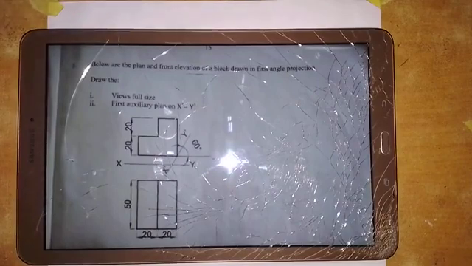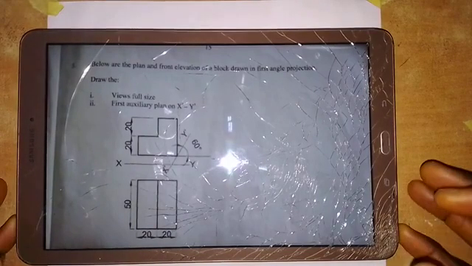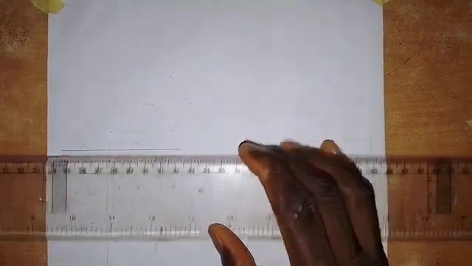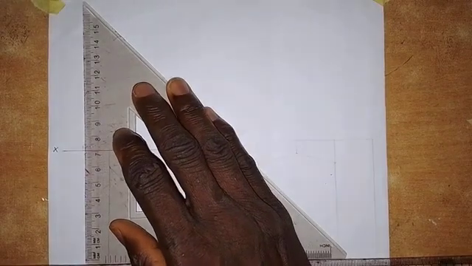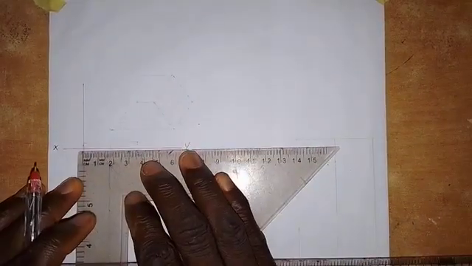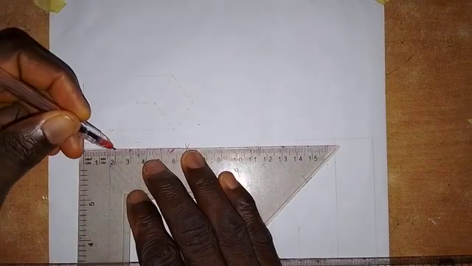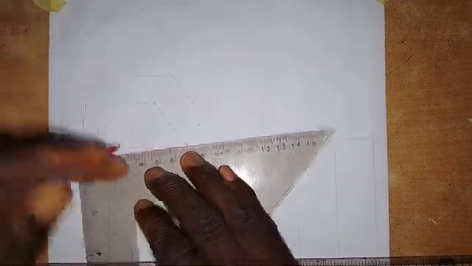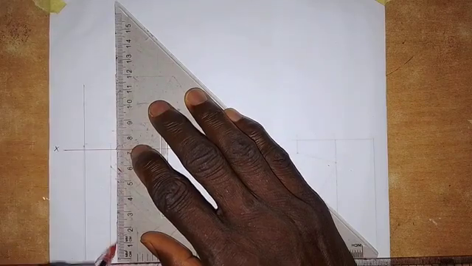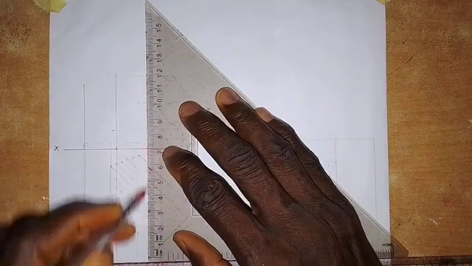We are going to make use of them to draw the auxiliary plan as we are instructed in the question. So let's start. What we need to do first is to draw a horizontal line. This horizontal line is going to serve as the XY line. Then from here, we draw a vertical line like this, and on this vertical line I will take a measurement of 20 millimeters, and another 20 millimeters. Then I'm going to draw a vertical line through this point, and also a vertical line through this point like this.